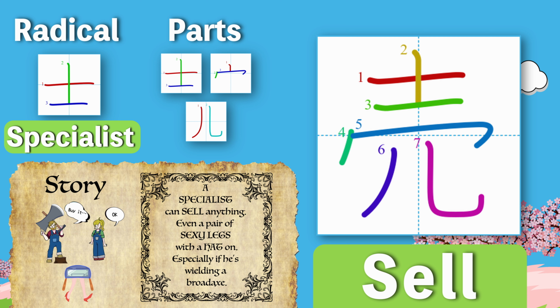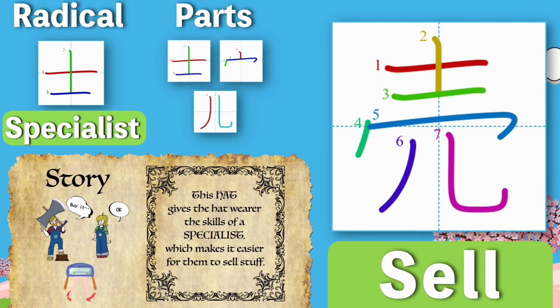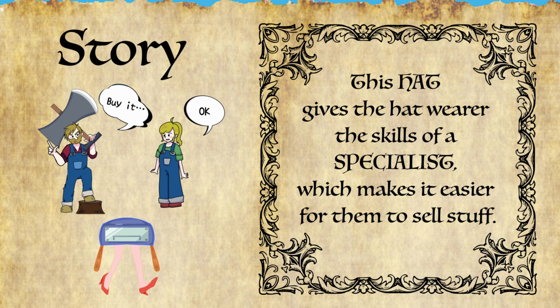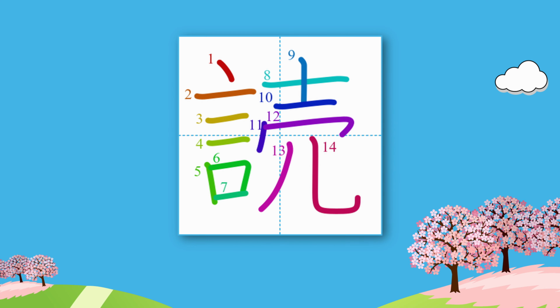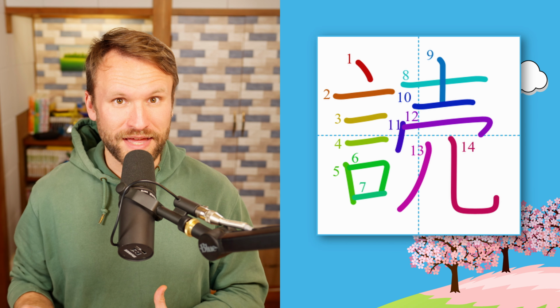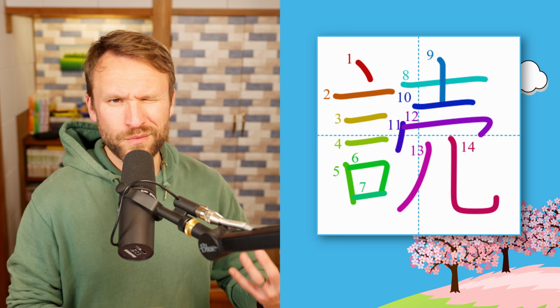You may remember that in our story for hat, we said that anything connected to the top of the hat changed the special power that it gave you. So you could also use a story like this. This hat gives the hat wearer the skills of a specialist, which makes it easier for them to sell stuff. Which do you prefer?